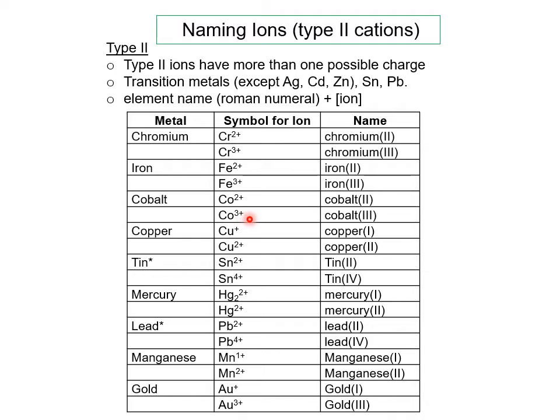Here we have cobalt 3 plus, so I write it as cobalt, Roman numeral 3. Tin 2 plus, I write it as tin, Roman numeral 2, right? And I can follow it by the word ion if I want to. But notice that for the type 2 cations, we have to specify the charge as Roman numerals because these can have variable charges. So if I just said tin ion, you wouldn't know if I'm referring to tin with a 2 plus charge or tin with a 4 plus charge. So it's important to specify which of those charges we're referring to.